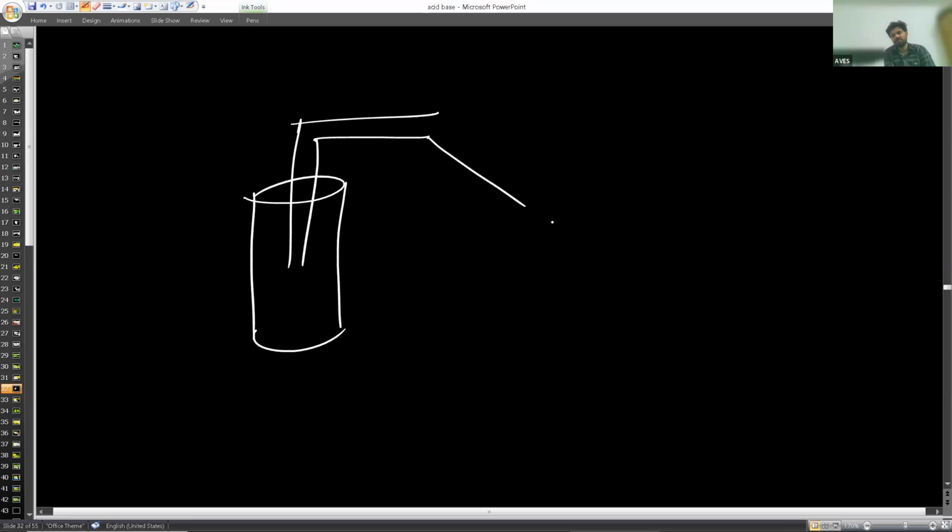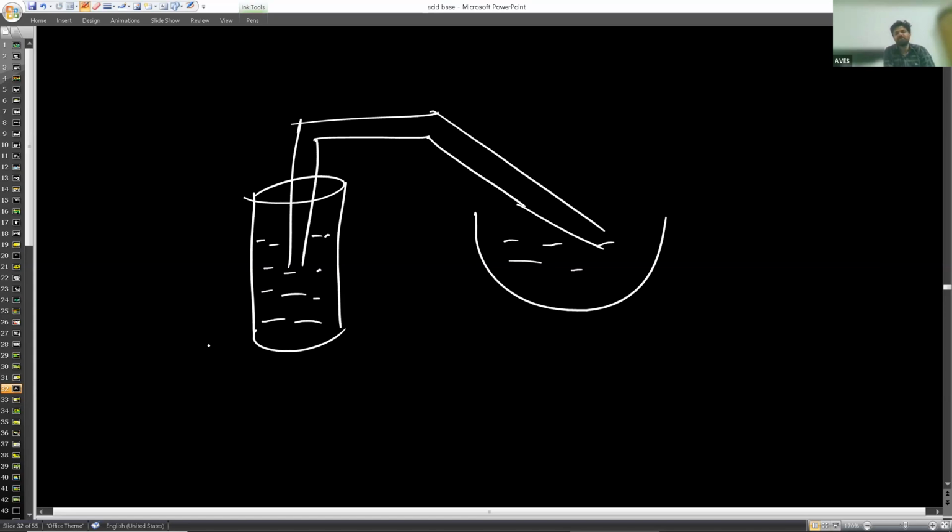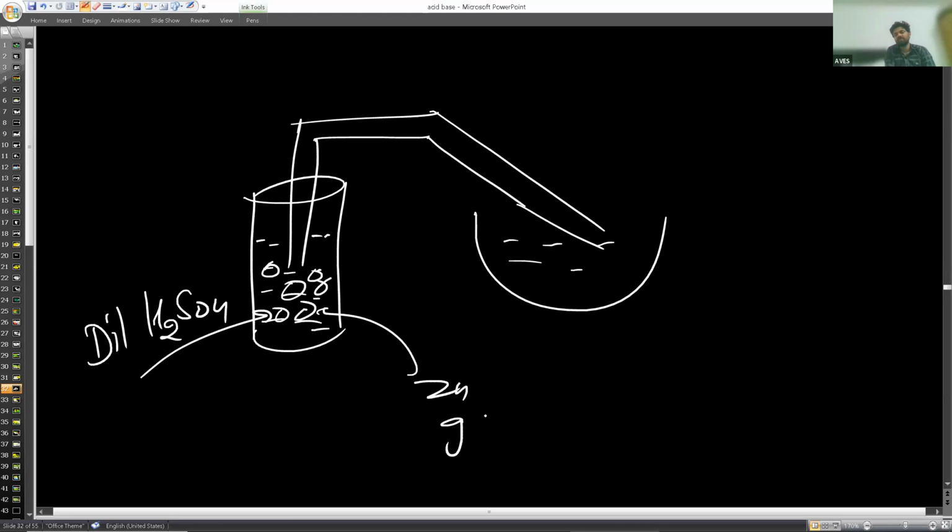And you are passing the hydrogen gas produced to the soap solution. But here you have acid in this one, dilute H2SO4, sulfuric acid, and you are having zinc granules. Granules means bigger pieces of zinc. This is zinc granules, okay. So if I ask you that instead of zinc granules, if you took zinc powder, then what would be the effect on the production of hydrogen gas?